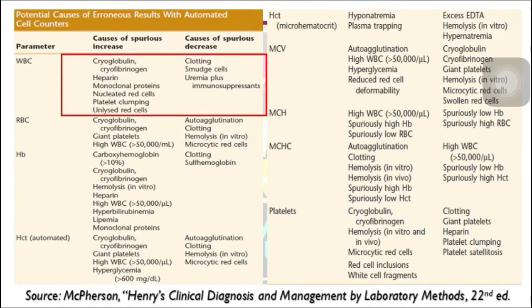So, yan po. Okay, cause of spurious increase po sa WBC. We have cryoglobulin, cryofibrinogen, heparin, monoclonal proteins, okay, nucleated red cells, and platelet clumping po. Again, platelet clumping po causes spurious increase in WBC. And those that cause spurious decrease naman po in WBC, in the automated cell counters, we have clotting, smudge cells, uremia, plus immunosuppressants po.